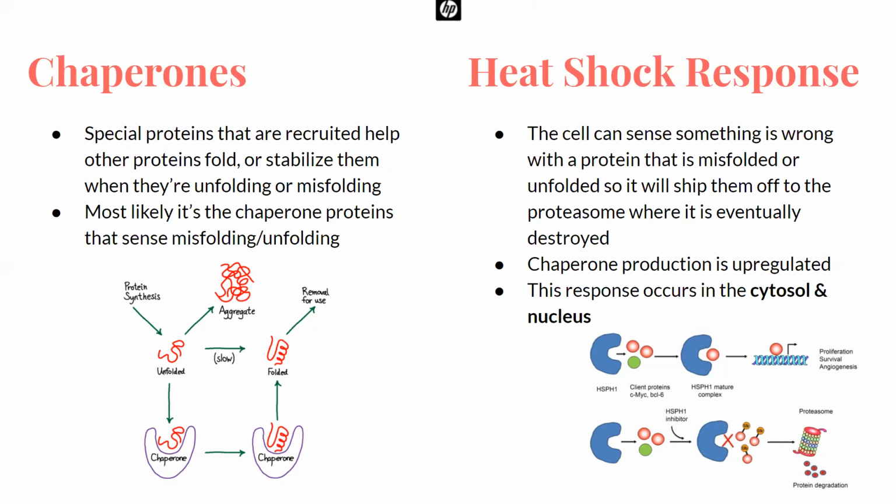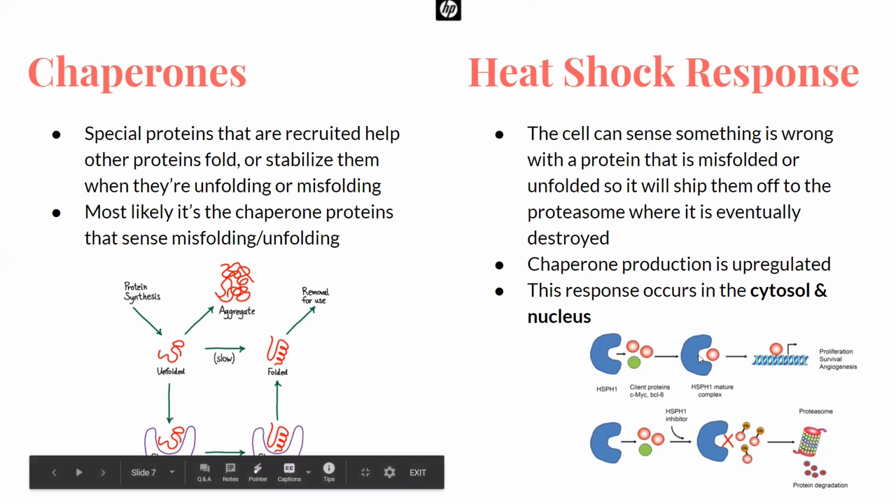Basically what happens is the cell senses that something is wrong with a protein that is misfolded or unfolded. So it usually will tag them and ship them off to the proteasome where they will be destroyed. During this process, chaperone production is upregulated or increased because it's going to need more help tagging these proteins and getting them either removed or folded properly, but usually what happens is they will be sent off to the proteasome.